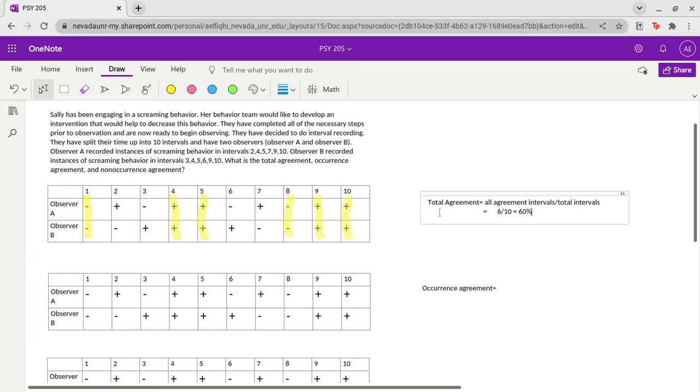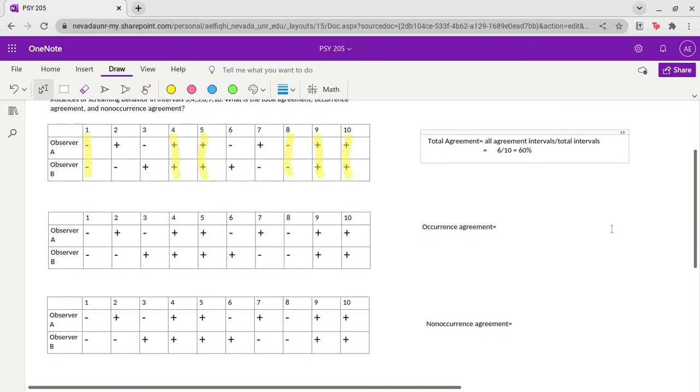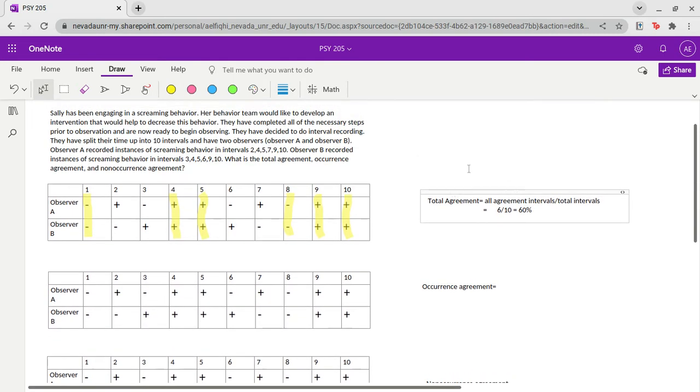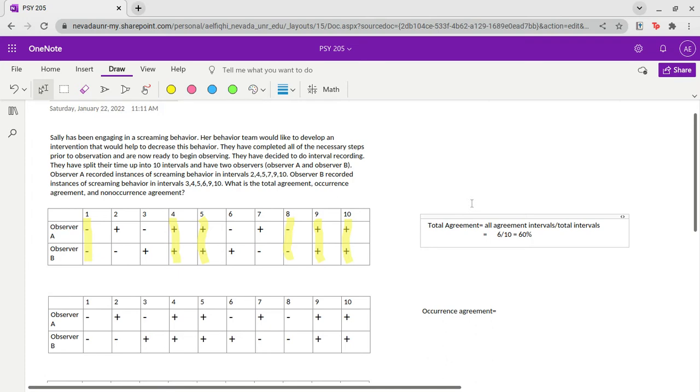D would be okay leaving it in fraction form, but just for the sake of the example, I'm going to go ahead and put them in percents. Obviously, whatever she wants you to do would be best. So you'll just have to see what she asks of you. Okay, so that's how we find the total agreement.